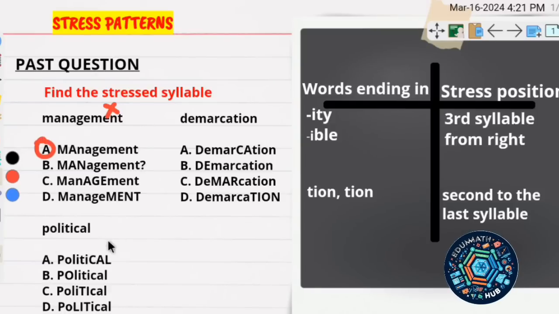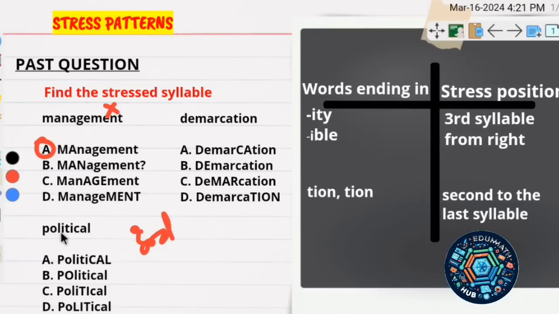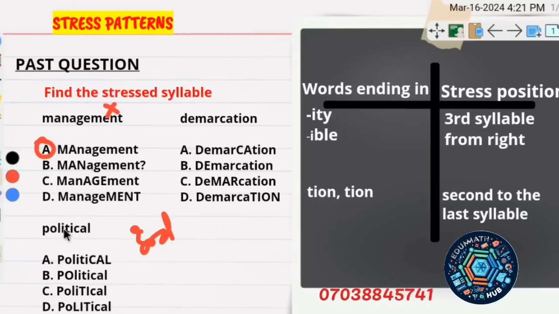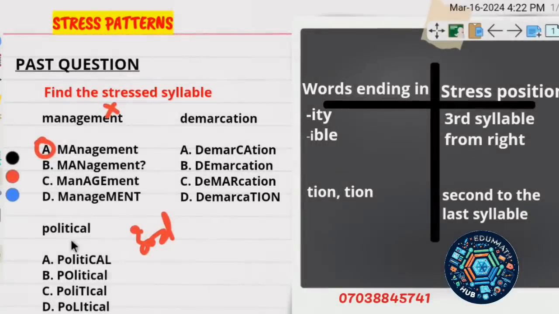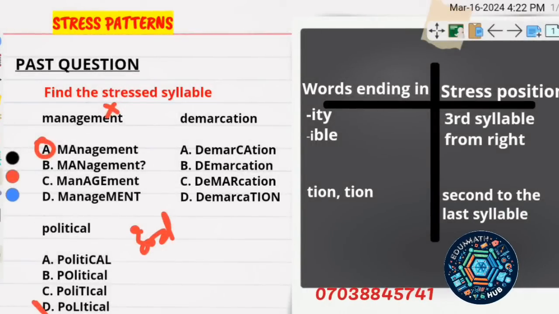Then the next one is political. So it's ending in al. So we need it for words ending in al. You need the third syllable from the right hand side. Okay, third from the right. So this is al. So you have political. This is third. This is second, and this is the next one. So you need the option with li, capital Li. So if you check the options very well, you see that this is the correct answer.